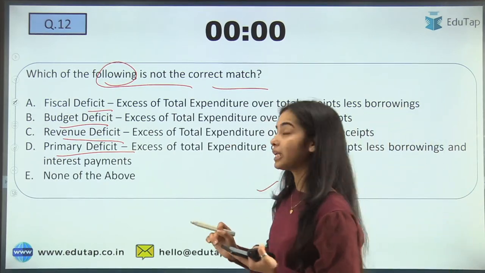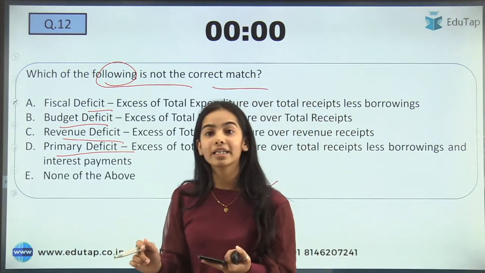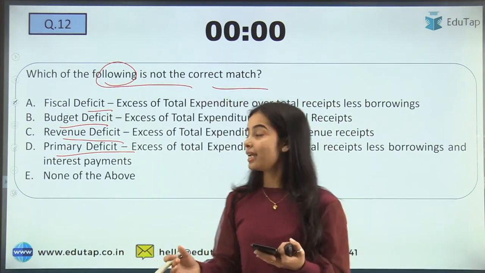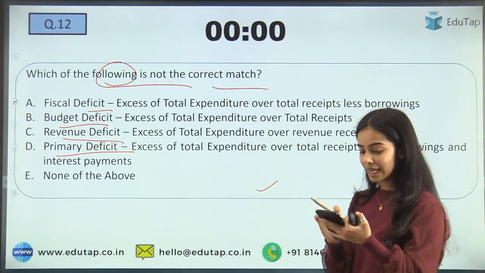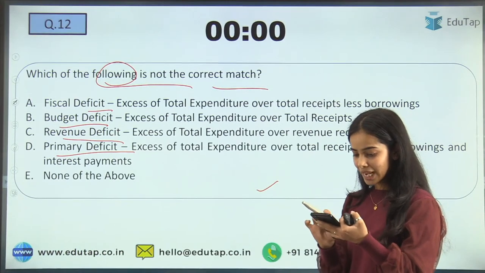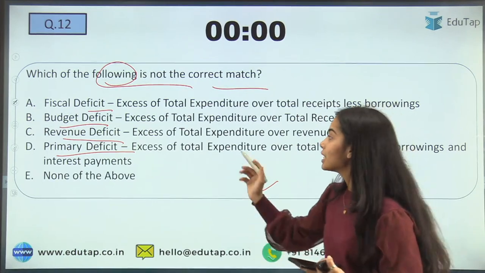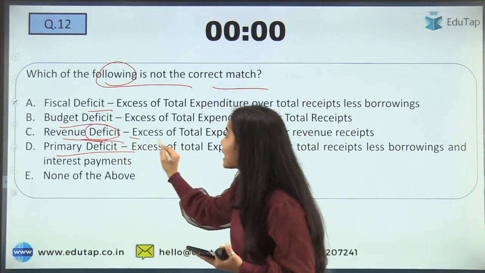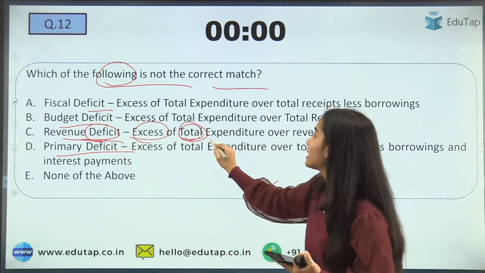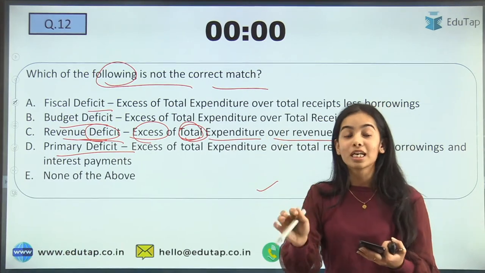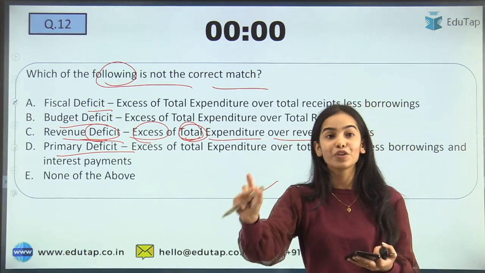And 12th B. Okay. And I am also getting the answer 12th C. Which answer is right, B or C? The right answer is C. I told you to be very careful with the wordings. See, revenue deficit is the excess of the revenue expenditure over the revenue receipts. Just simple wordings can confuse you.